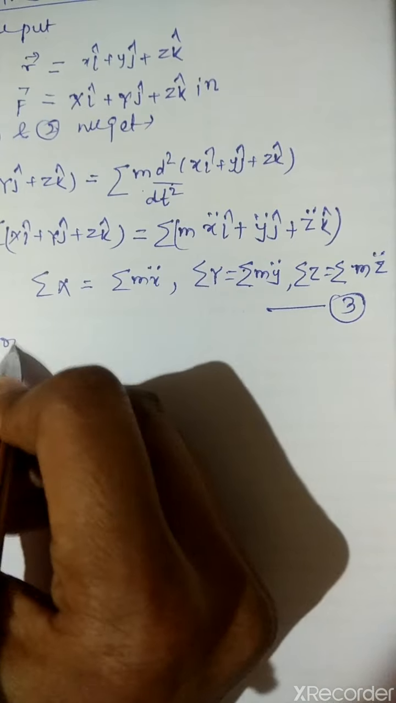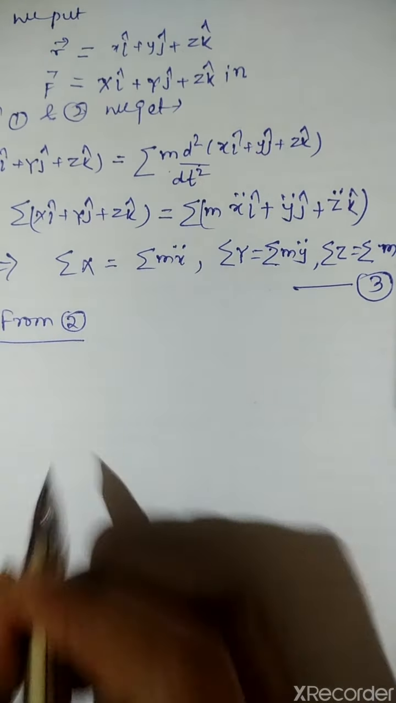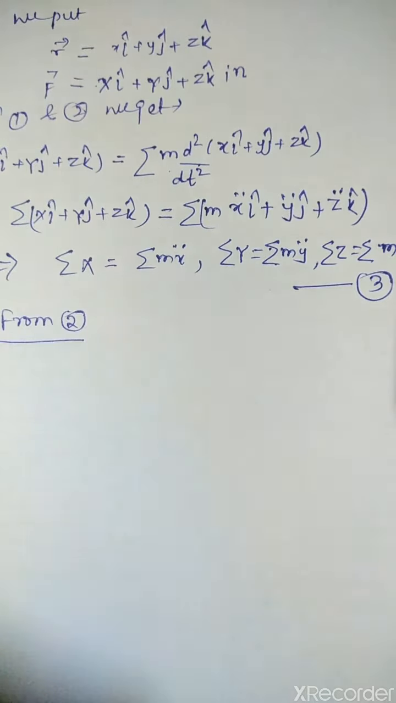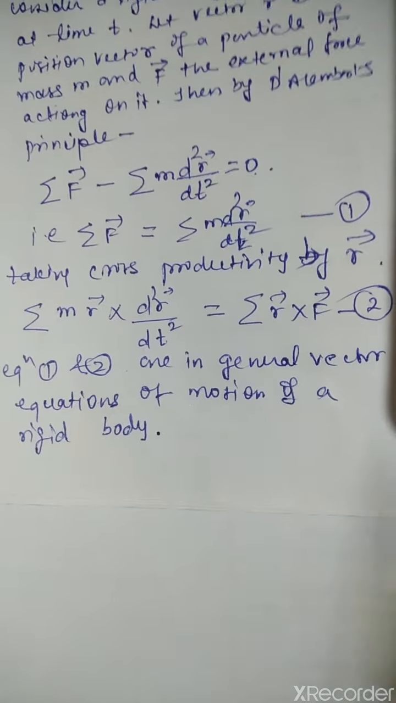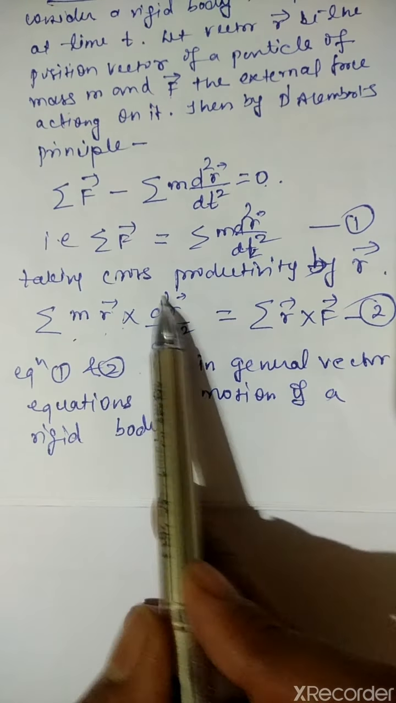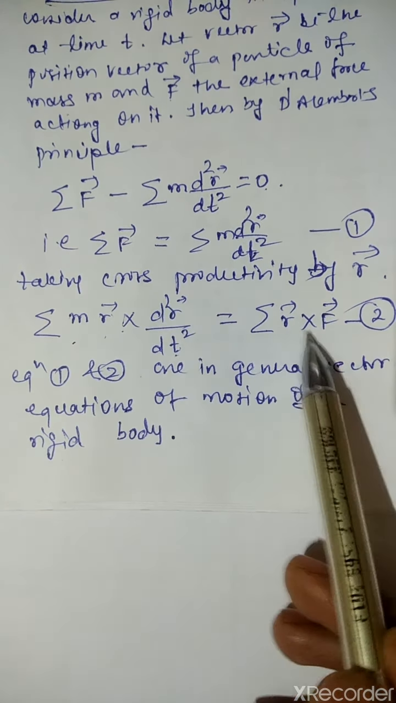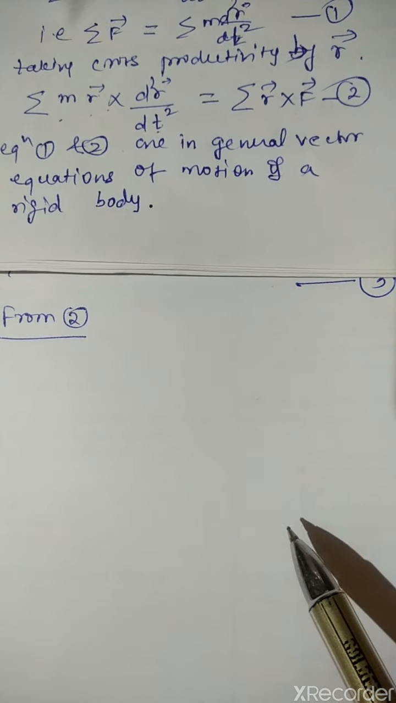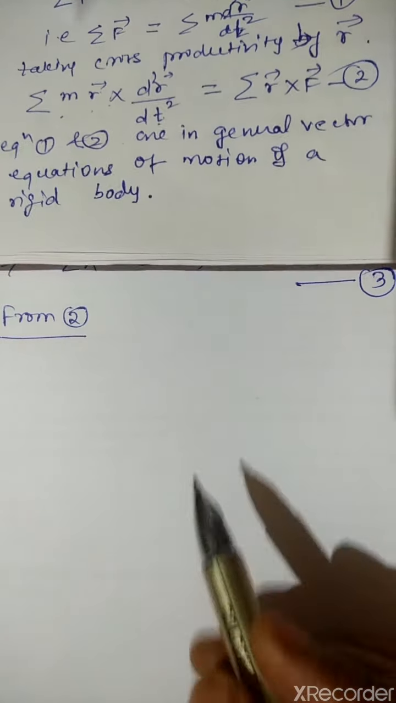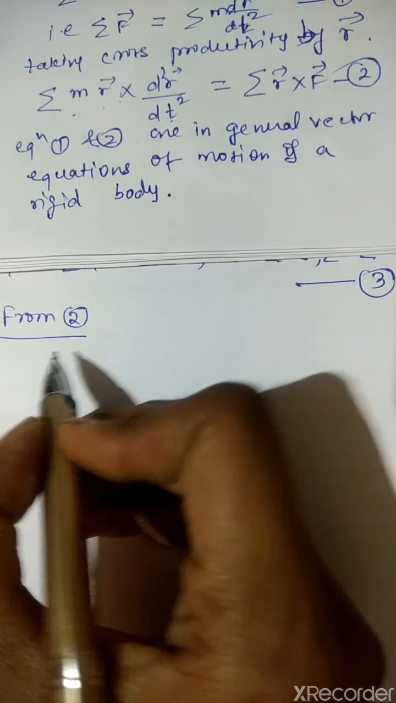Now from equation 2, we are putting in the values. While substituting the values of r and F in equation number 2, what is equation number 2? It is m r cross d²r/dt² equal to sigma r cross F. So now putting this value here, in this equation we are putting m here.